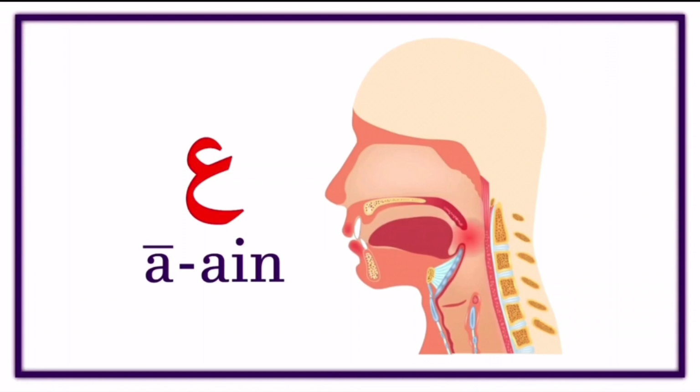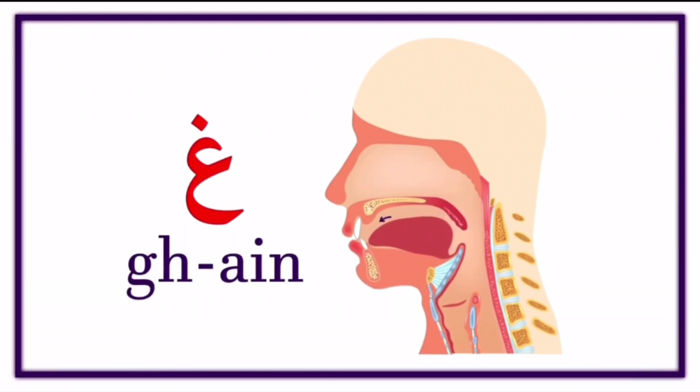Some students find it harder if you add more sounds after Ain. Here's the trick. Make the Ain sound first. Ah, ah, ah. Then add the following sound. Ah, ow, I. I know it's challenging, but with enough practice, you can do it.